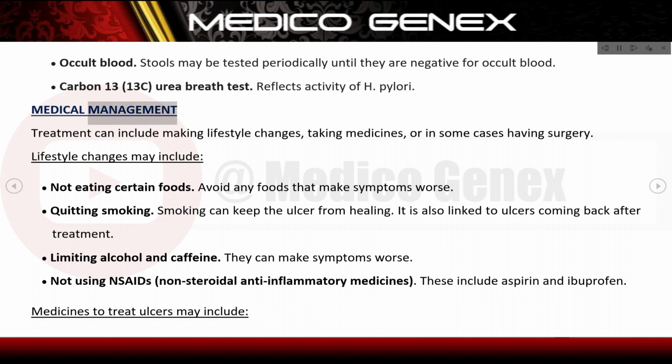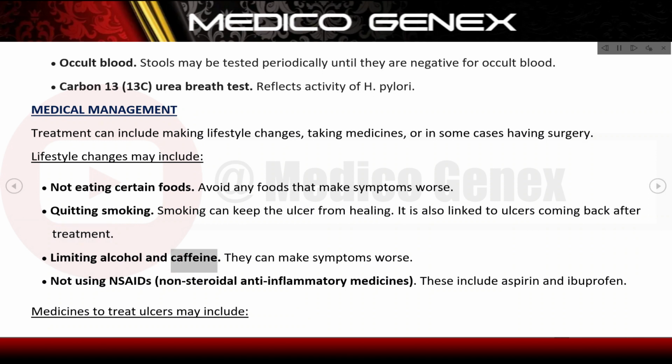Medical management. Treatment can include making lifestyle changes, taking medicines, or in some cases having surgery. Lifestyle changes may include not eating certain foods. Avoid any foods that make symptoms worse. Quitting smoking. Smoking can keep the ulcer from healing. It is also linked to ulcers coming back after treatment.